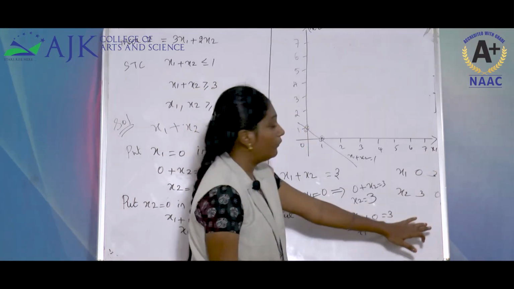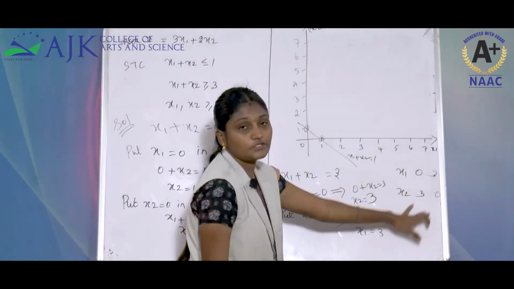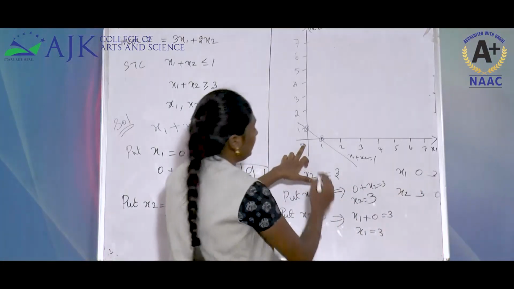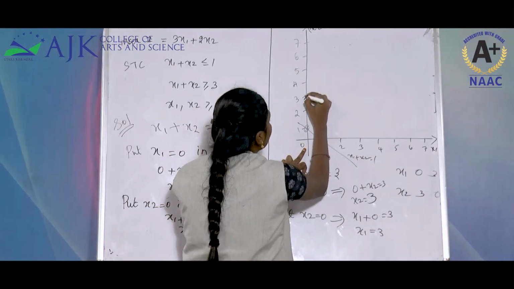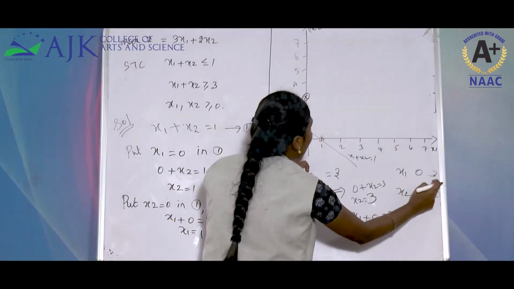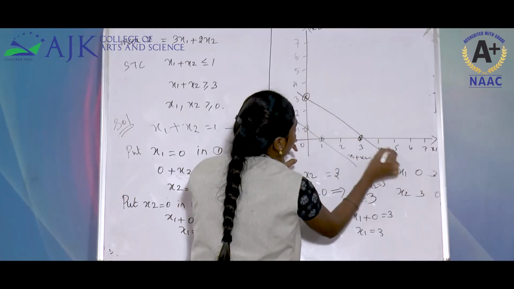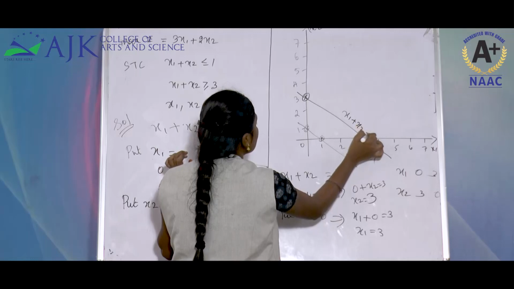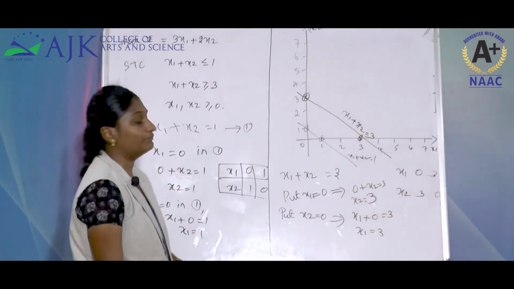Now we have to plot the graph for these points, right? So 0, 3: in the x1 axis 0, in the x2 axis 3. In the x1 axis 3, in the x2 axis 0. So the equation for this line is x1 plus x2 is equal to 3. Now we have to find our solution part, right?